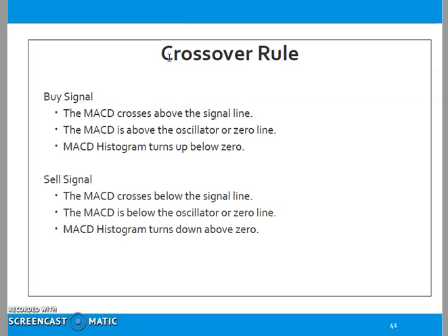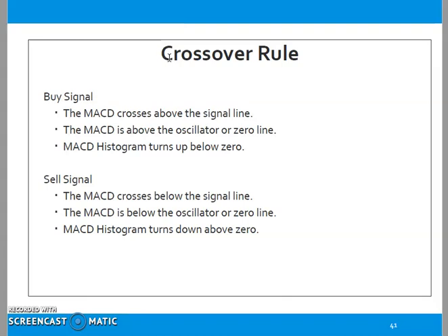The first one, the buying signal appears when the MACD crosses above the signal line. Second, when the MACD is above the oscillator or zero line. Third, when the MACD histogram turns up below zero. How it looks like, I will show you later.